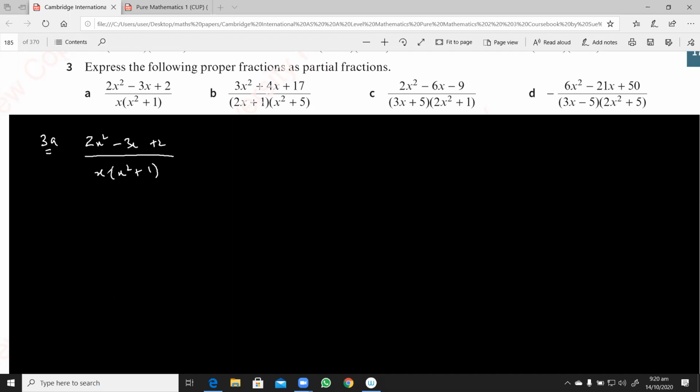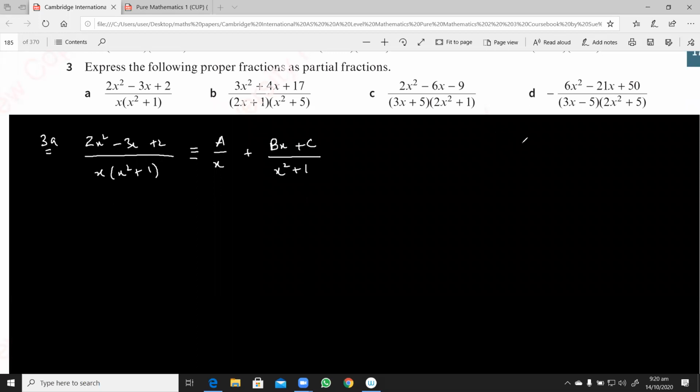Okay, so how many fractions shall we have for this given single fraction here? Yes? Any idea how many fractions we can have? 2. 2, because there are two factors down here. So one will be a over x, and this time you will have to write the second fraction as bx plus c over x squared plus 1. There is no other way of writing this x squared plus 1. This cannot be further factorized.